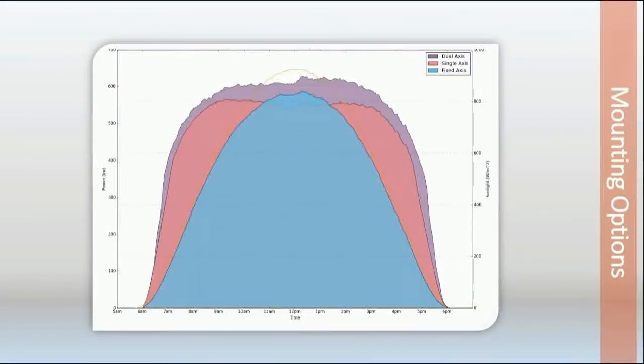In this graph, actually, we see a comparison between the different mounting options and their effect on energy production of the solar PV system. We see that in the blue color, it is the fixed axis, and then we have the single axis tracking in red, and then we have the dual axis in purple. And we see that as we move from fixed to single to dual, we are increasing the amount of energy we are getting from the system.